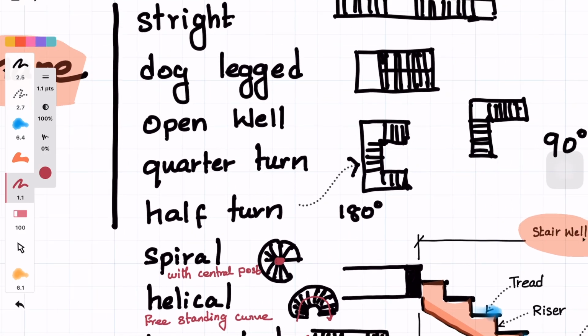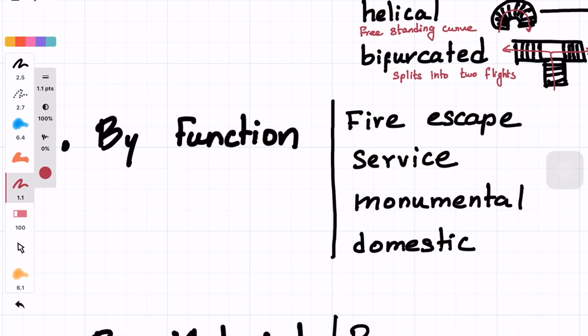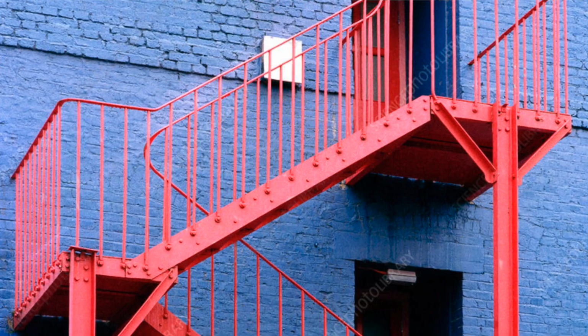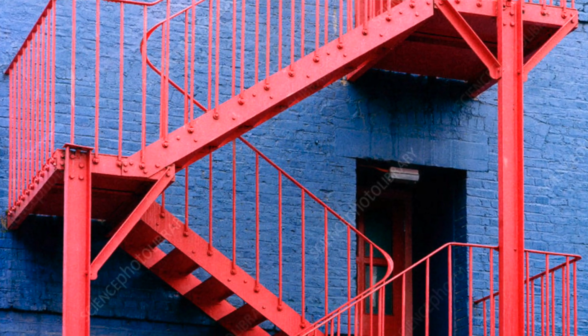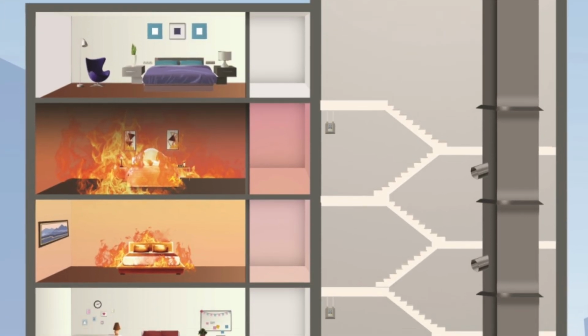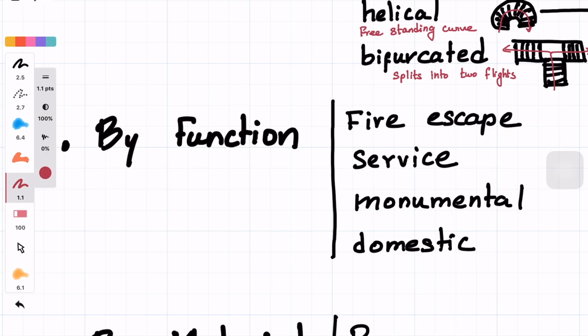By function, it is divided into four types: fire escape, service, monumental, and domestic. Fire escape is an emergency staircase provided for quick evacuation during fire or disaster. Usually external to the building, made of non-combustible material such as steel or RCC. Designed with straight flights, proper handrails, and smoke-free enclosures if it is internal.